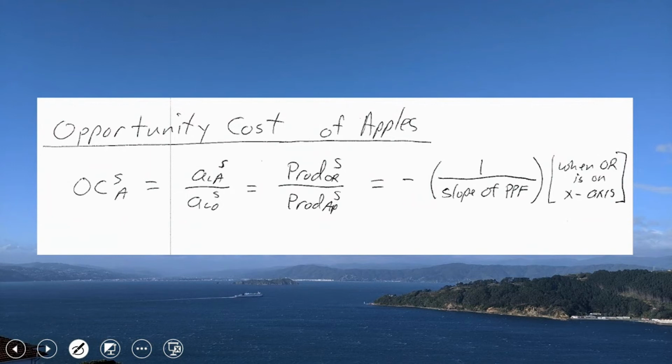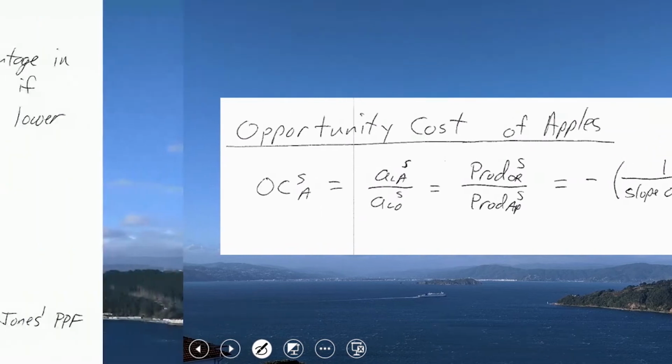If a good, oranges, is on the horizontal axis, the x-axis, then the slope of the PPF is going to correspond to the opportunity cost of that good, the good on the x-axis. And the opportunity cost of the other good, apples in this case, is going to be 1 divided by the slope of the production possibility frontier as represented with oranges on the x-axis. I know what I just said is confusing to me, so it's probably confusing to you too.